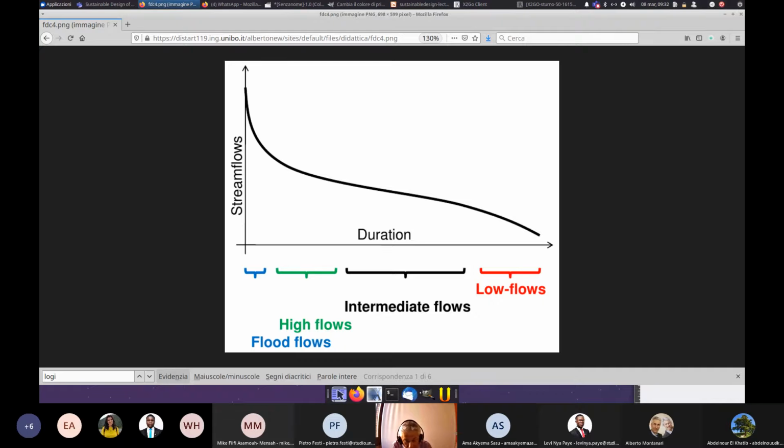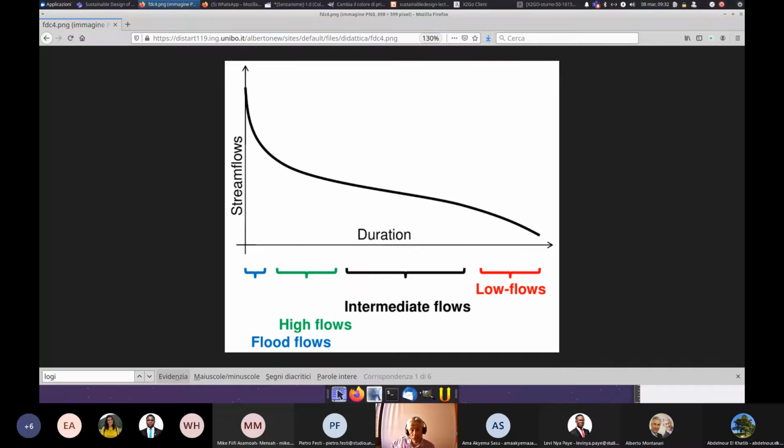So if we don't give any other indication, if we don't specify the observation period to which the flow duration curve refers, we usually implicitly refer to a duration of 1 year, which is, of course, motivated from a technical point of view, because it's the period of seasonality.